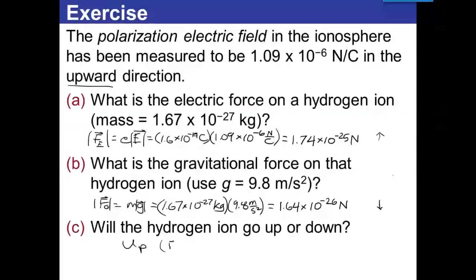So here we go. The magnitude of F sub E is bigger than the magnitude of F sub G. Okay, so that's interesting. That means the electric field in this area will actually push the ions upwards away from the Earth. All right, any questions about this result? It's part two of the problem in the next slide here.